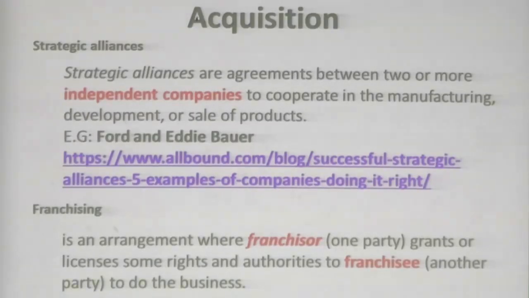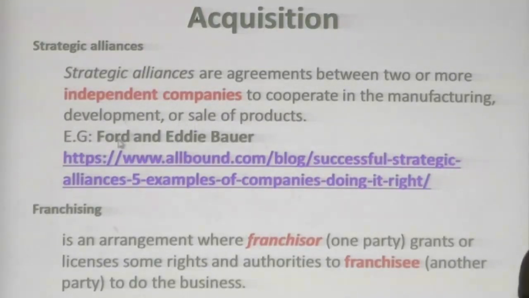In the acquisition, strategic alliance. What are strategic alliances? Strategic alliances are agreements between two or more independent companies to cooperate in the manufacture and development or sales of a product. They are having an agreement between two companies, those are independent. This is the key feature mentioned in the MCQ questions, that you have to identify. When strategic alliances are there, the main key feature is independent companies, with an agreement to cooperate in the manufacture, development or sales of a product.